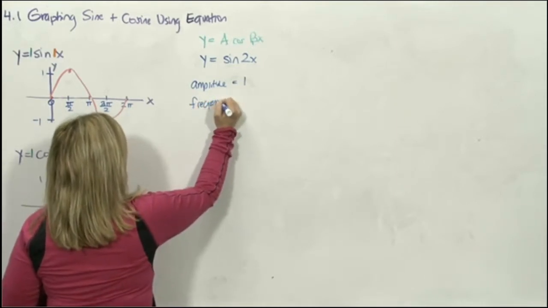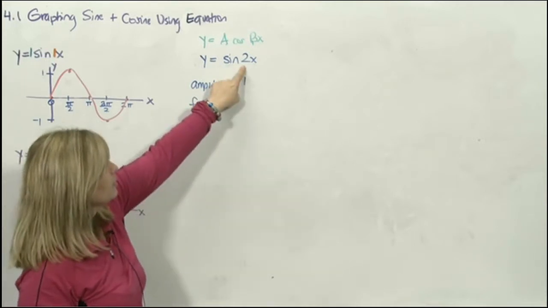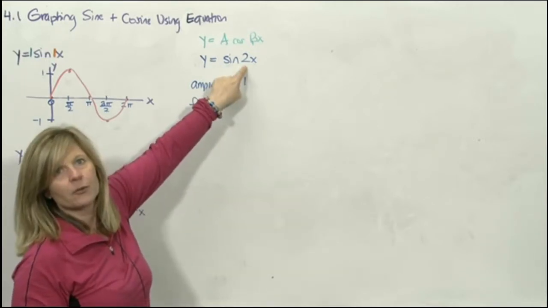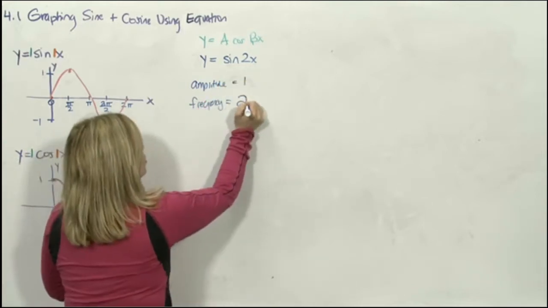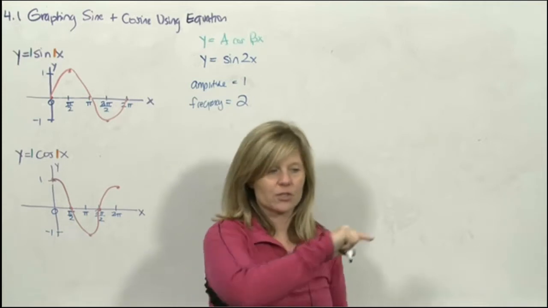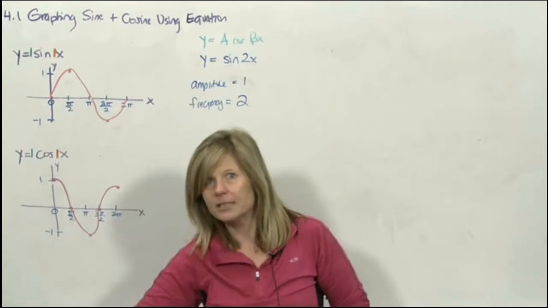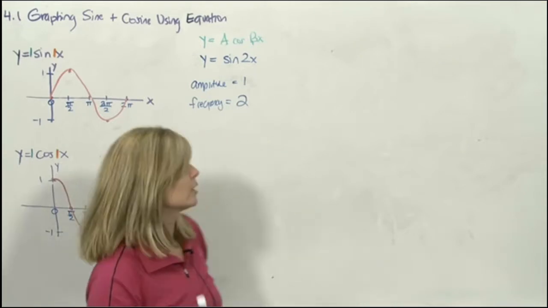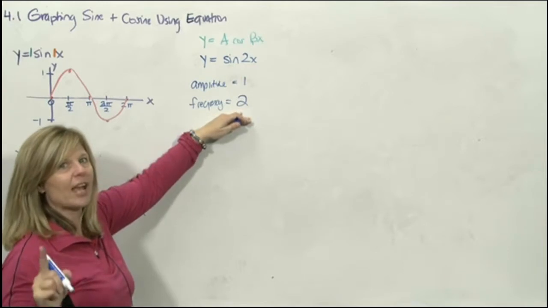We need to know the frequency. Aha! Is the frequency 1? Nope, there's your B number. The frequency is always connected to the angle by multiplication. The frequency is 2. So that tells me when you're done drawing this, I better have 2 sine curves. So I'm going to have uphill, downhill, uphill, downhill. 2 sine curves. Well, if I'm going to draw 2 sine curves, that's going to change the period.